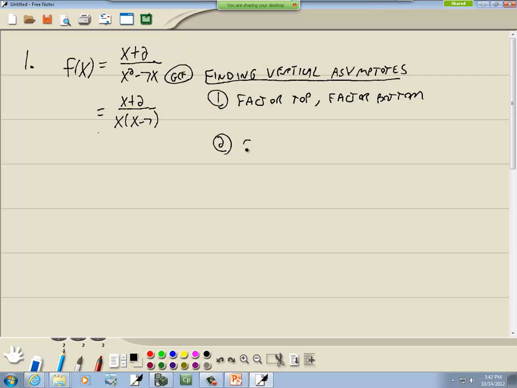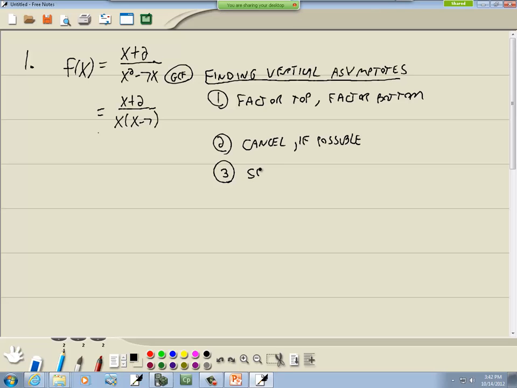Step 2, cancel if possible. Well, here we have x plus 2. This would have to be an x plus 2 down here for us to cancel. So they have to be exact. So we can't do that.